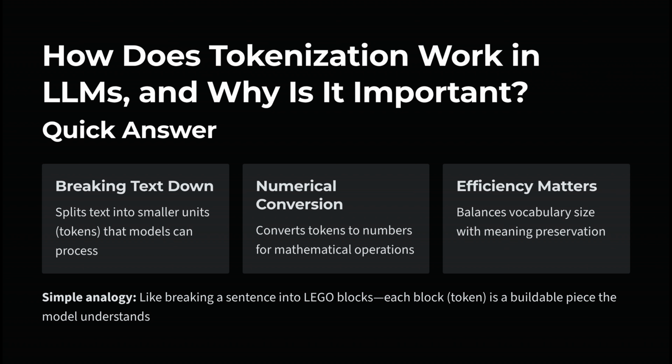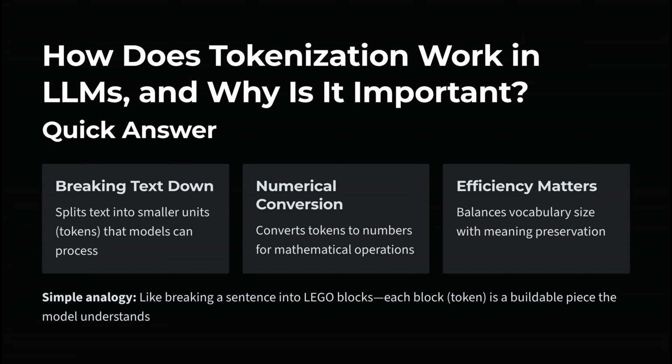How does tokenization work in LLMs? And why is it important? Tokenization is simply how LLMs break text into smaller pieces they can understand. And here's the key idea. Instead of reading whole sentences at once, the model works with tiny building blocks called tokens.